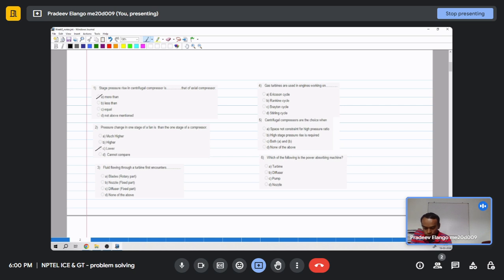Fluid flowing through a turbine first encounters dash: blades, nozzle, diffuser, none of the above. So first, before hitting the turbine, the fluid will flow through a nozzle.